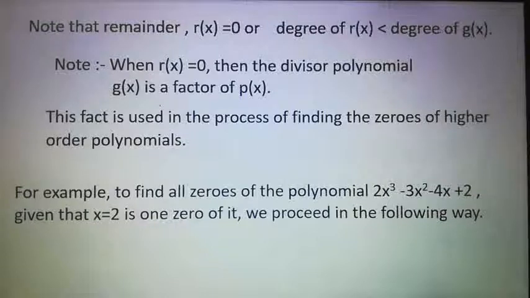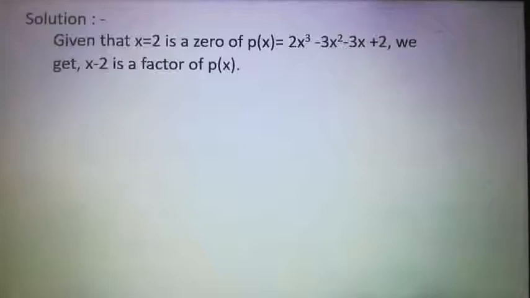We proceed in the following way. So it is already given that x is equal to 2 is a zero of this polynomial. So how many zeros are remaining? 2 more. So those remaining zeros you have to find. Let us proceed in this way. Now it is given that x is equal to 2 is a zero of the polynomial p of x, given by 2x cube minus 3x square minus 3x plus 2.